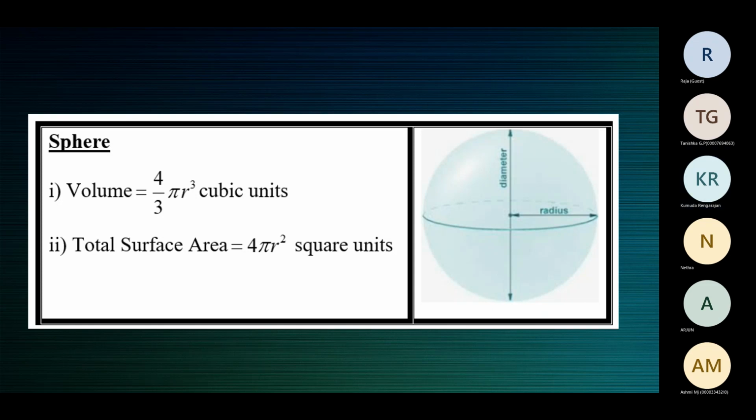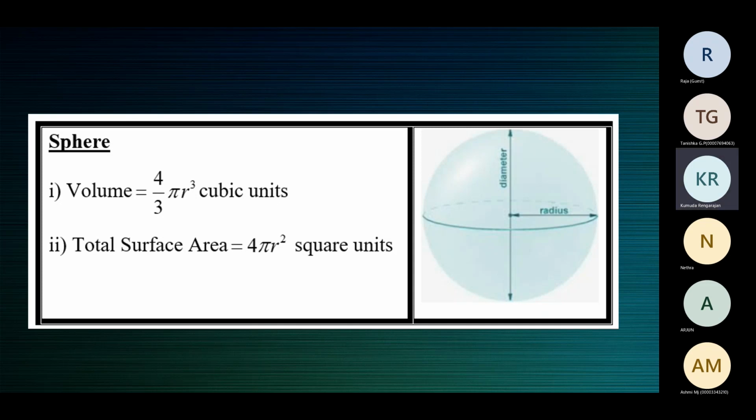Total surface area. Now here you cannot differentiate. In a sphere, you cannot differentiate between the curved surface area and the total surface area. You cannot say that from here to here is curved surface area and all this put together is total surface area. In a sphere, it's the same. The full exterior is the total surface area, given by the formula 4 pi r squared.